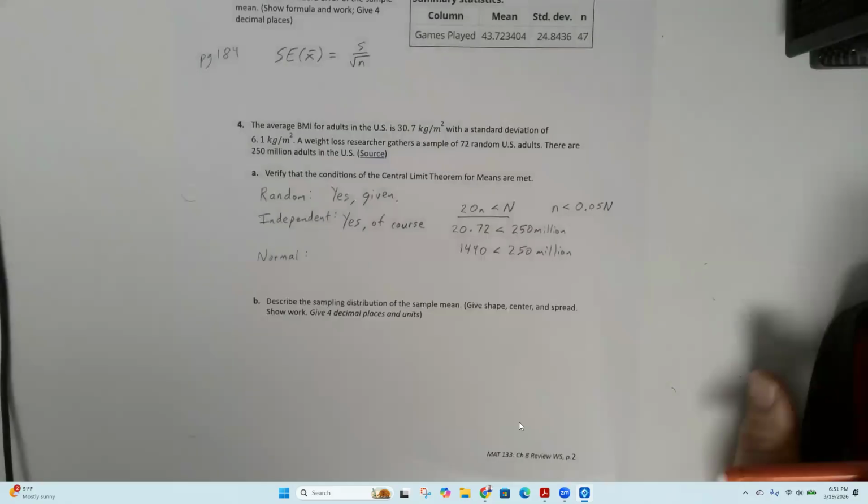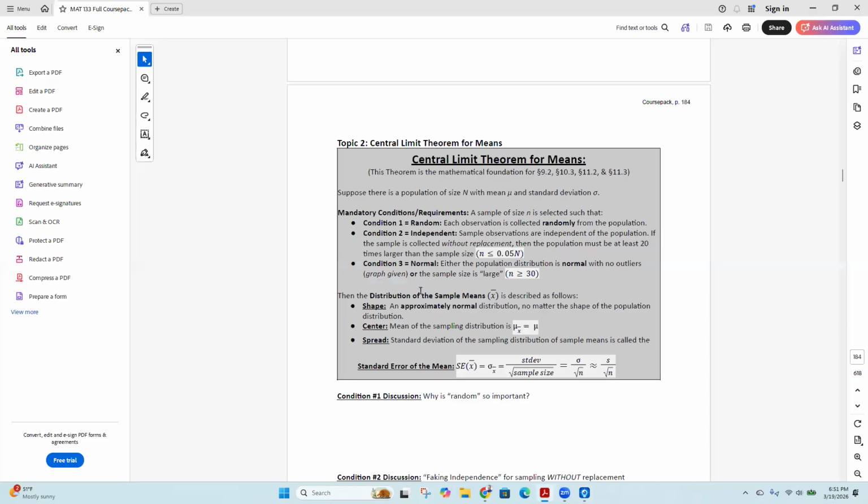Now, the last one is normal. In order for it to be normal, there's two ways you can do it. The first is if your population is normal. We saw that if you build a quantile chart, you can tell if it's normal. But we also saw on the Chapter 8 project that once you have a sample size that's big enough, once you hit 30, that distribution starts to turn normal. So 30 is kind of the magic number. So really what we need to check here is that n is bigger than 30.